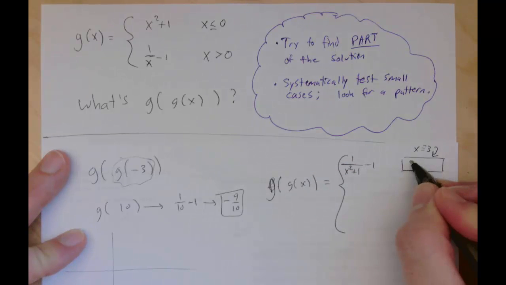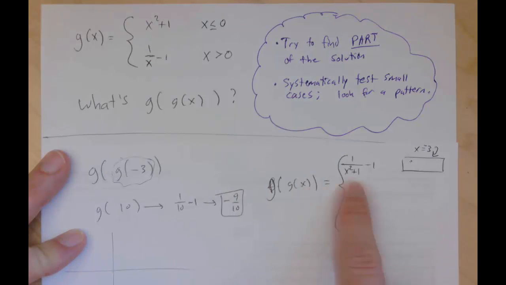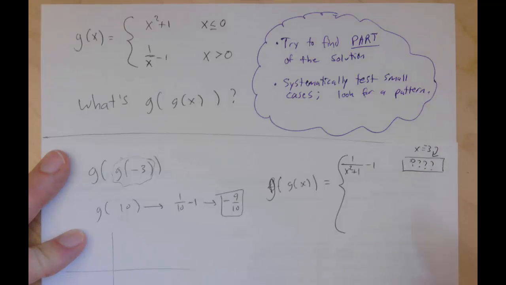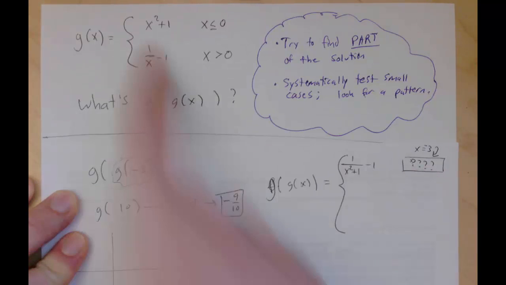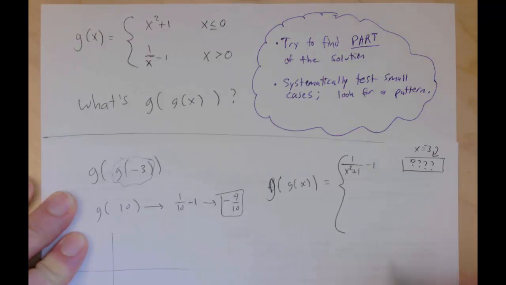So now we've started finding part of the solution. We know that that is the right rule for some domain of the function. And you can start thinking about the next part of the solution. Like, what x values can you plug in where first you evaluate this function and then you evaluate that function.